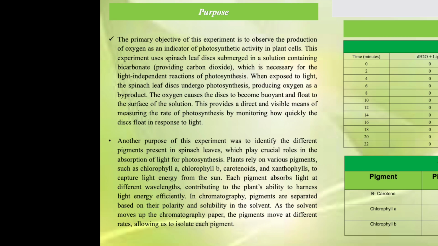Another purpose of this experiment was to identify the different pigments present in spinach leaves, which play crucial roles in the absorption of light for photosynthesis. Plants rely on various pigments, such as chlorophyll A, chlorophyll B, carotenoids, and xanthophylls, to capture light energy from the sun. Each pigment absorbs light at different wavelengths, contributing to the plant's ability to harness light energy efficiently. In chromatography, pigments are separated based on their polarity and solubility in the solvent. As the solvent moves up the chromatography paper, the pigments move at different rates, allowing us to isolate each pigment.